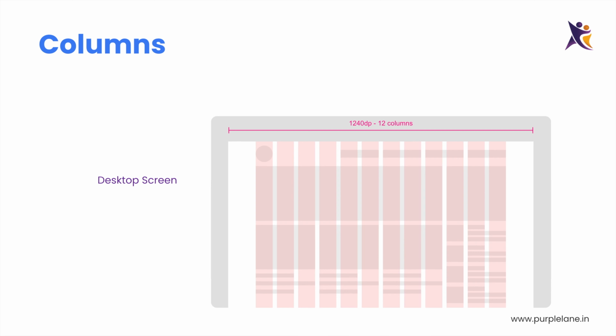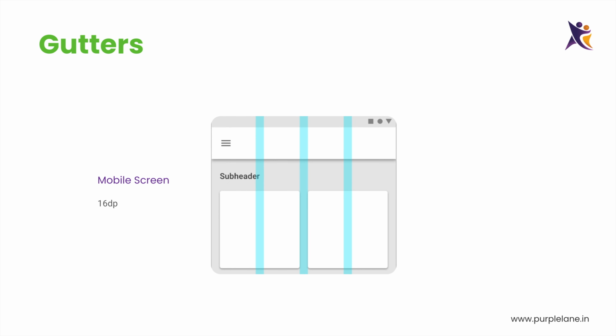And for a desktop, it has a breakpoint of 1240 dp and more. This layout grid uses 12 columns. Depends on the screen size, columns may vary. The second element is gutters. A gutter is a space between columns that helps to separate content.